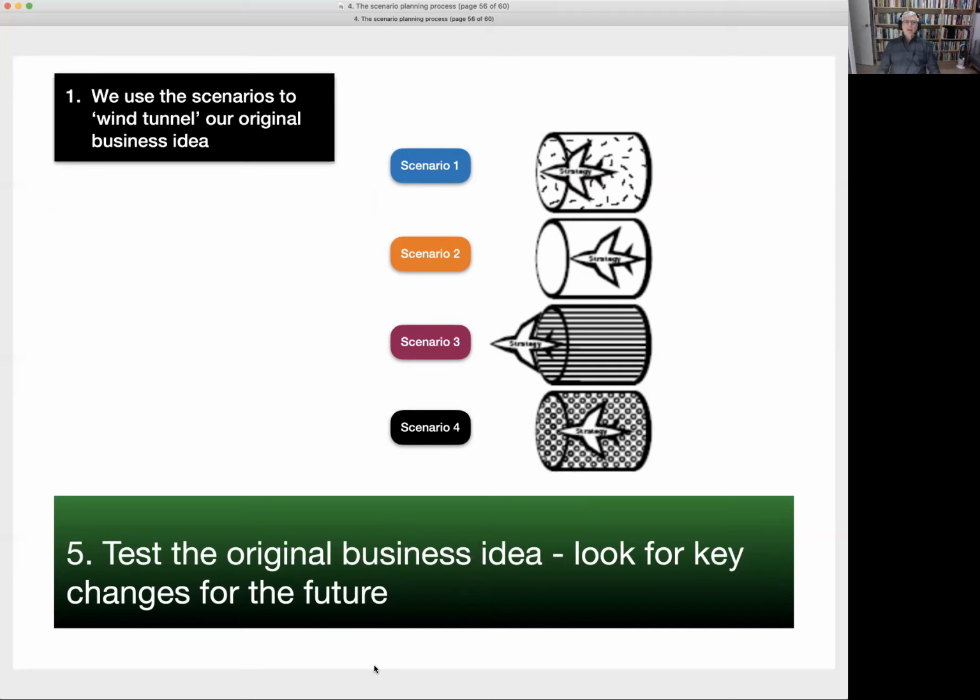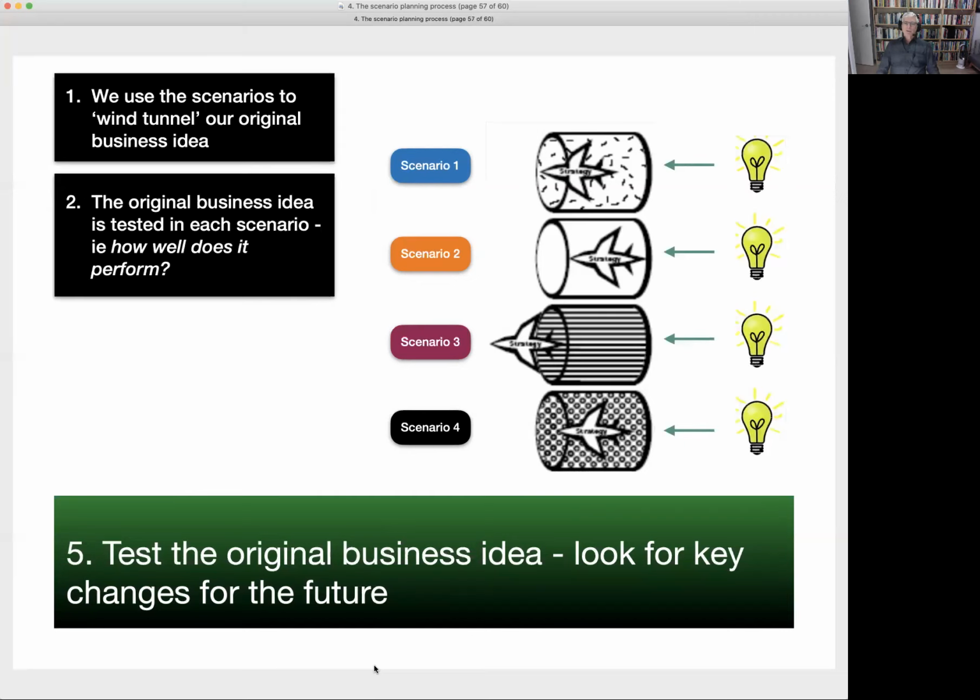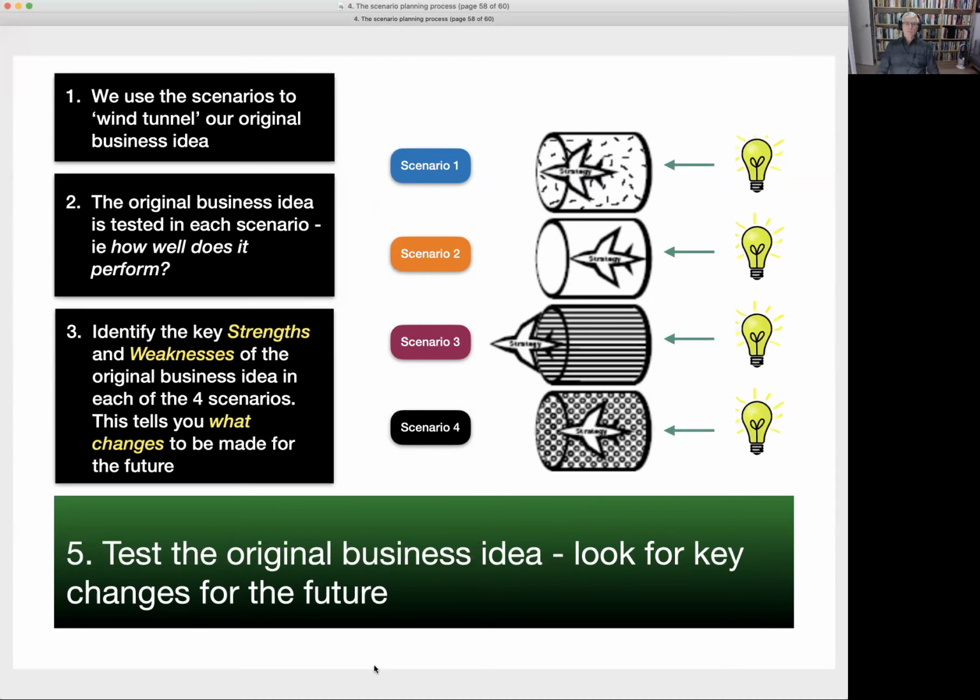We then take our business idea and we use the scenarios as what we know as a wind tunnel. So we literally place our business idea in each of those scenarios. The original business idea is tested in each scenario in much the same way as a wind tunnel tests the air resistance of a motor car. The wind tunnel here, which is the scenario, tests the viability of our existing business idea. And we ask ourselves, how well will it perform?